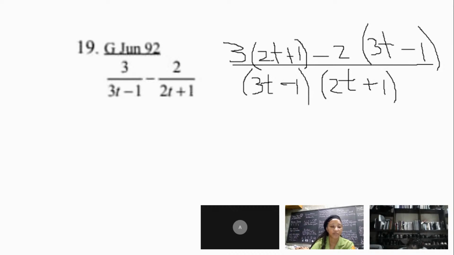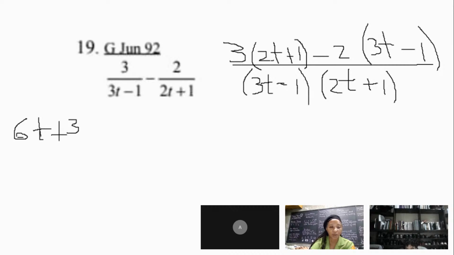All right, so what do I do from there? Okay, so from there we would expand the brackets. So it'd be 6t plus 3 minus 6t minus 2. So 3 times 2t would give 6t. 3 times 1, that's how I want you to do it, John, step by step. You're taking it for granted that everybody understands.